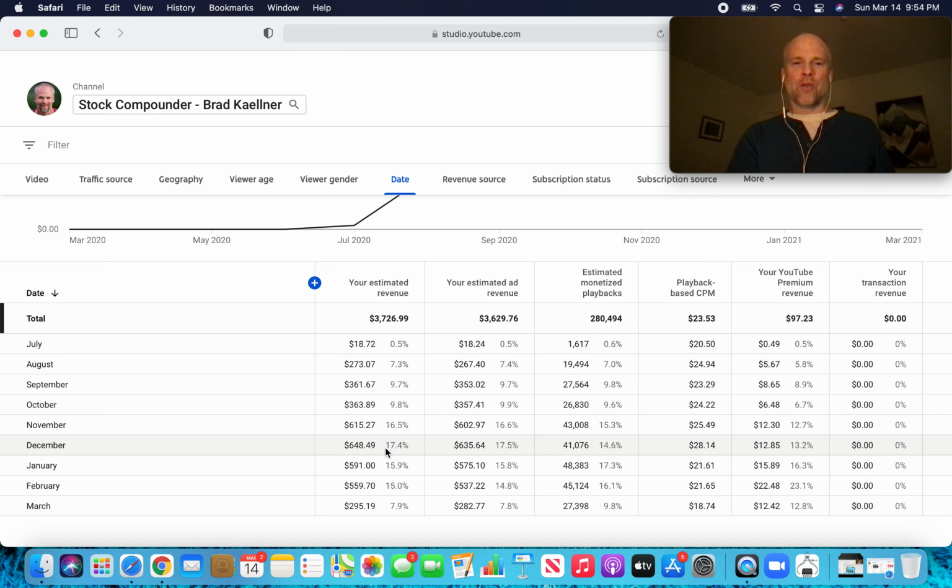So you got up to the mid 600s here in December, and then it was down in January. It was down even more in February. Now, granted, February is a short month, right? There's only 28 days in February. So if you normalize for that, January and February were about the same.